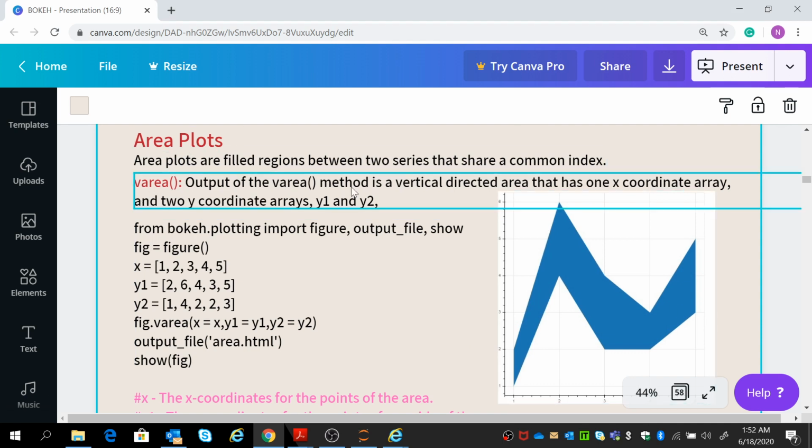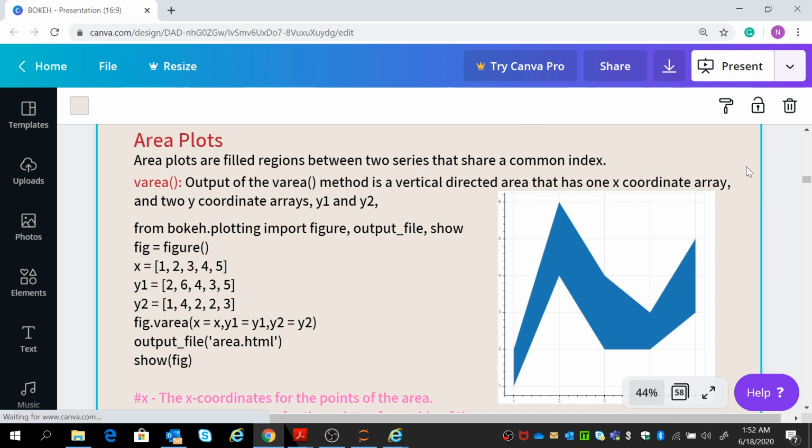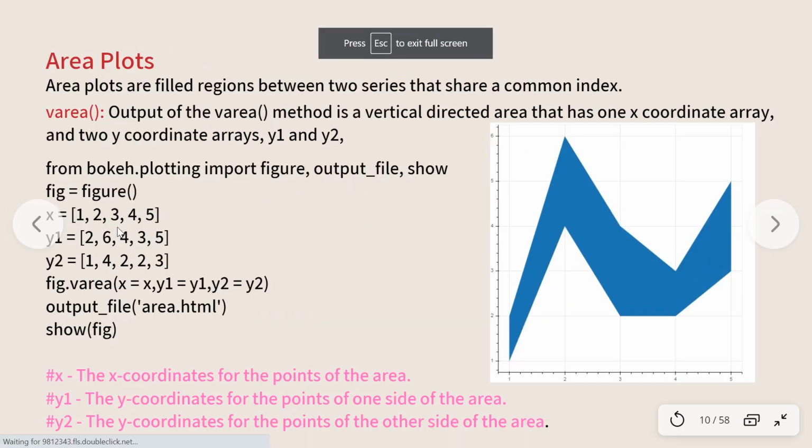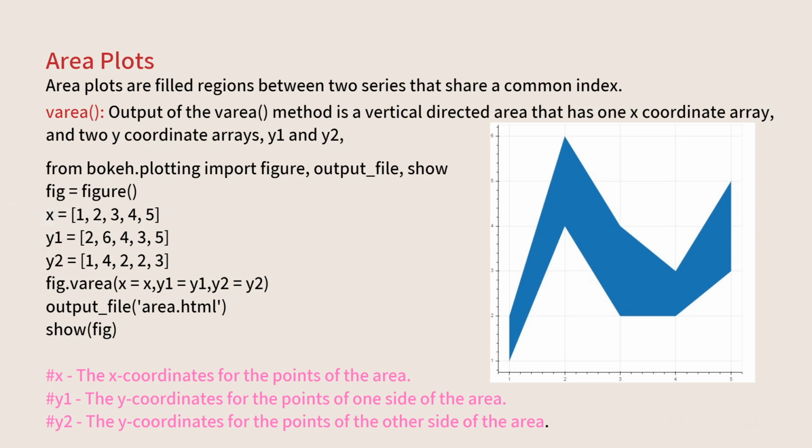So it is a vertical area plot that you have to showcase. And you have to mention multiple values here, like you have to mention two y coordinate values because you want an area. So it is not possible unless you define two y coordinates, so one x coordinate and two y coordinates that you're supposed to mention.